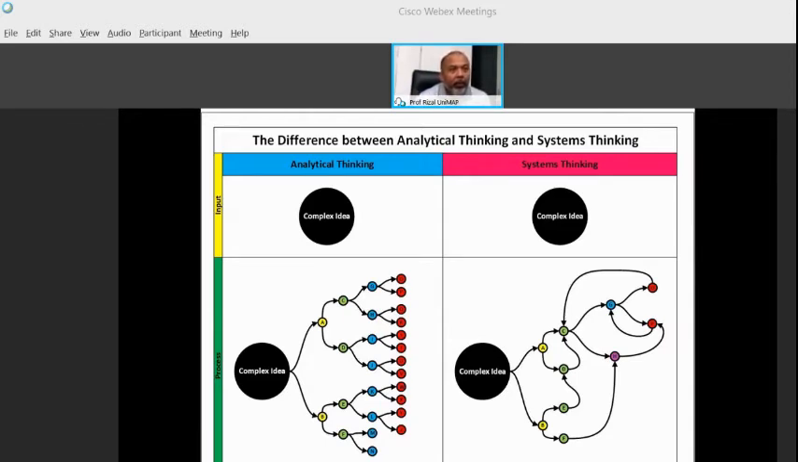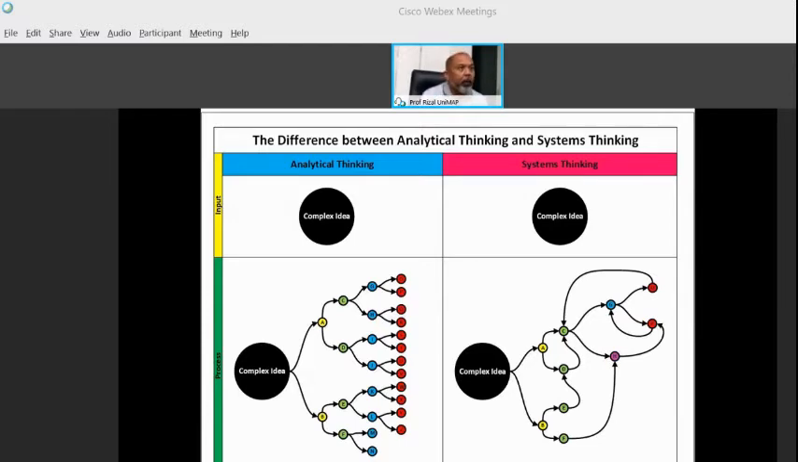Of course, for system thinking, you have a complex idea, and instead of breaking down into the subcomponents and the detail of subcomponents, you're trying to understand the relationship or interrelation between the components. So this is a slightly different approach in order to understand the mechanism of a problem or the dynamic of a problem.